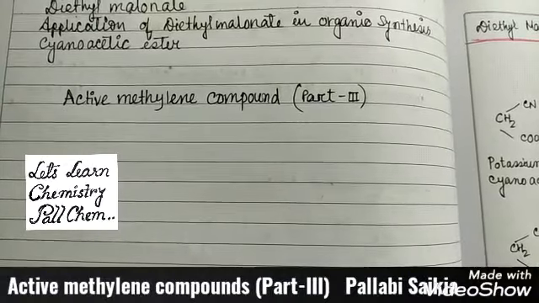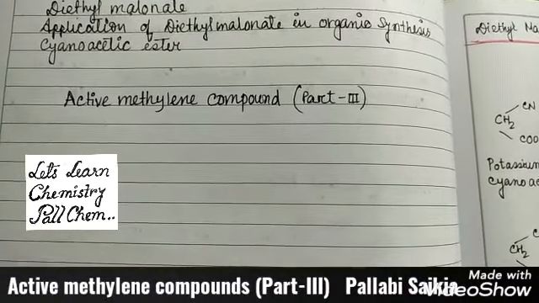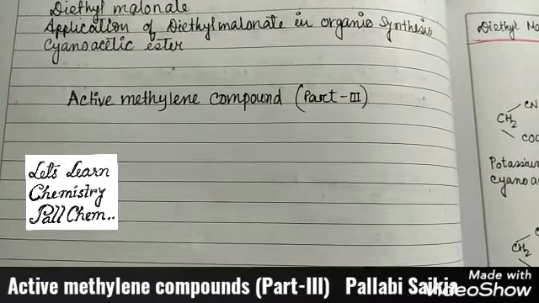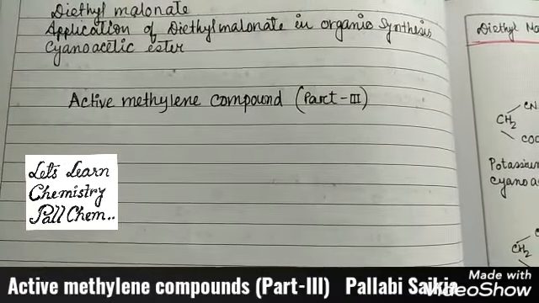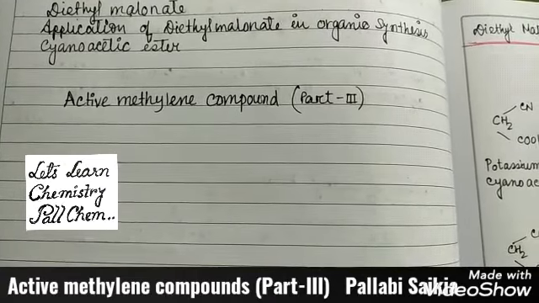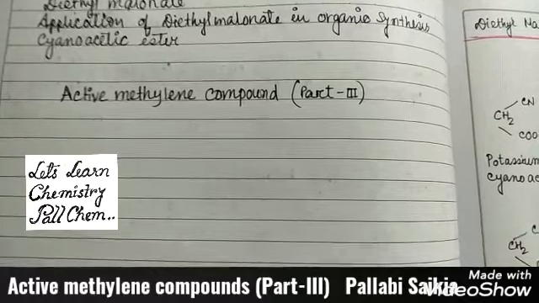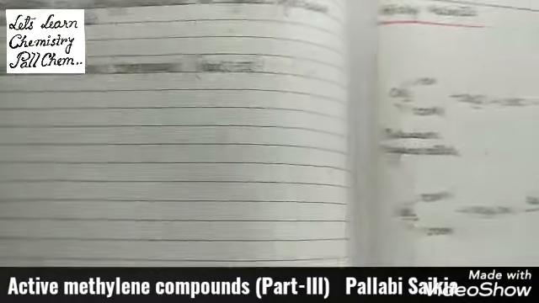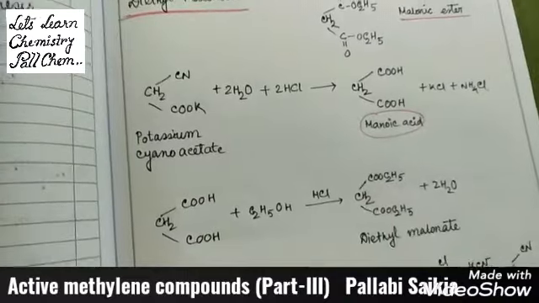Dear students, this video starts with the third part of active methylene compounds, and these include diethyl malonate, application of diethyl malonate in organic synthesis, and cyanoacetic ester. So first, what is diethyl malonate?